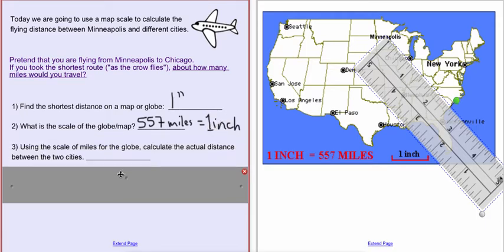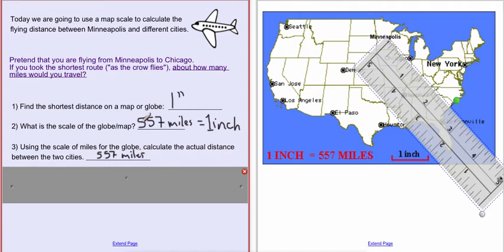So we're going to use the scale of miles for the map here, and then we're going to find the actual distance. Since we roughly estimated it was about an inch, we're going to say that roughly going to Chicago is 1 times 557, or 557 miles.